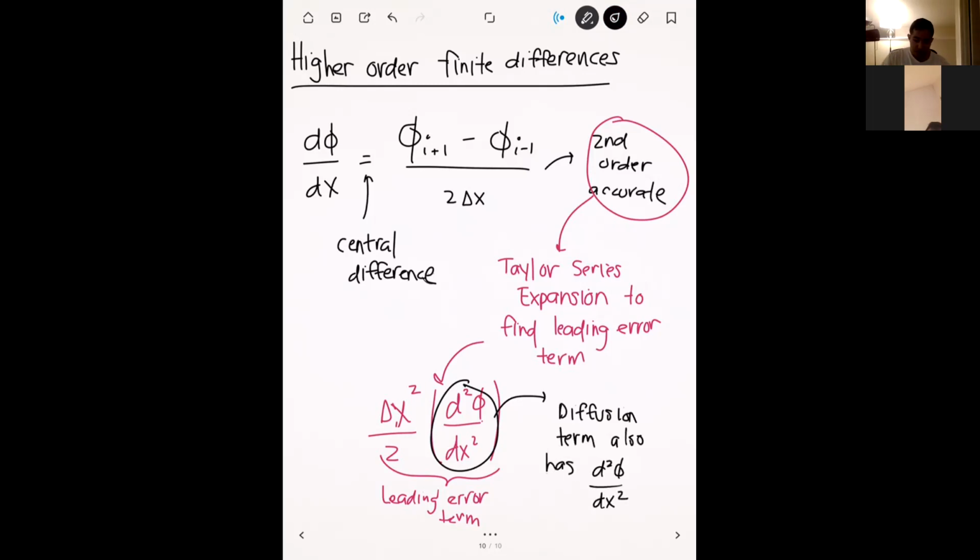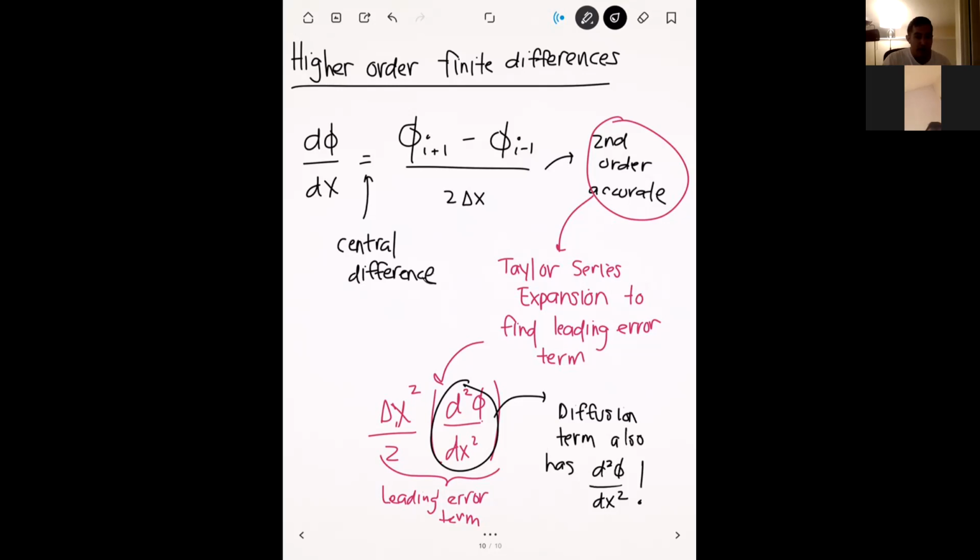And so this is the explanation of why we get the cross-stream diffusion to begin with, because we're using this scheme for convection. If we're always accumulating this error that has the exact same mathematical signature as our diffusion term, that means those errors are going to pile up on that diffusion term. That's the reason we get that cross-stream diffusion: both the leading error term and our diffusion term have the exact same derivatives of phi. That's not good, and we don't want that.